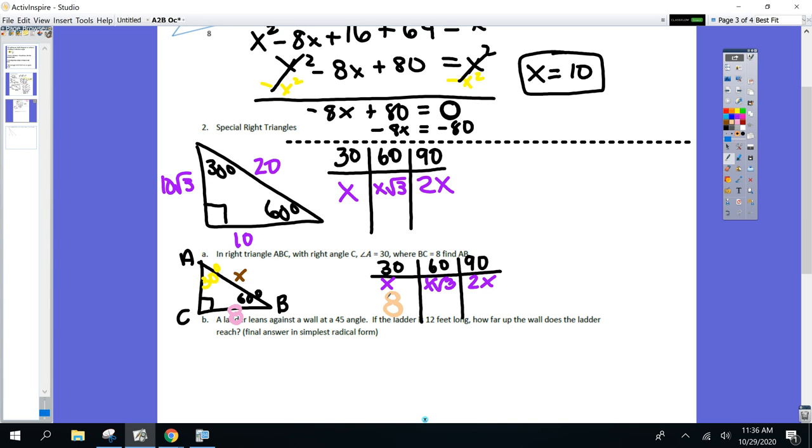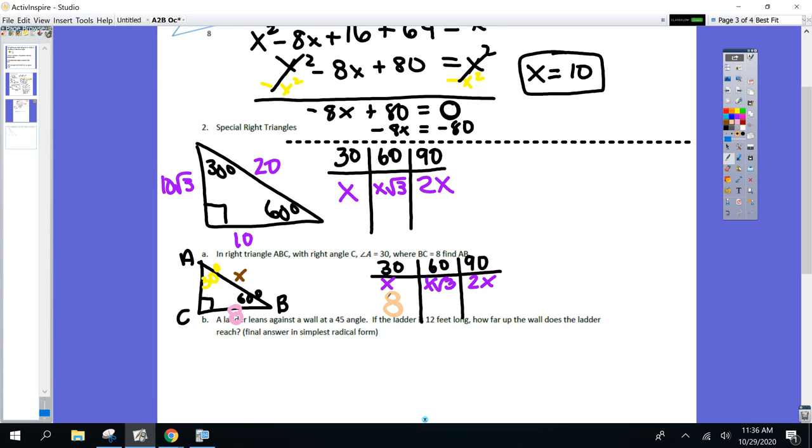So what does that mean? It means x equals 8 in this problem. X equals 8. Can you fill in the rest of the chart with me now? If x equals 8, what's across from the 60 then?